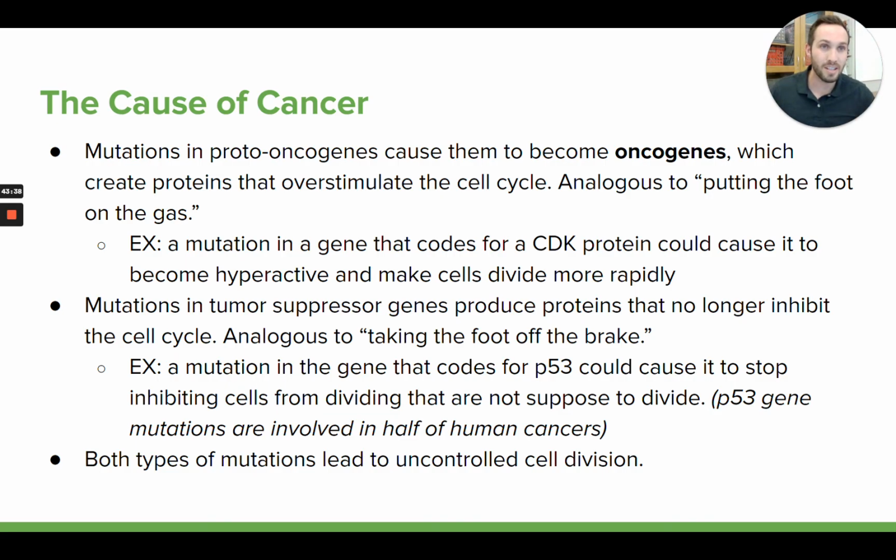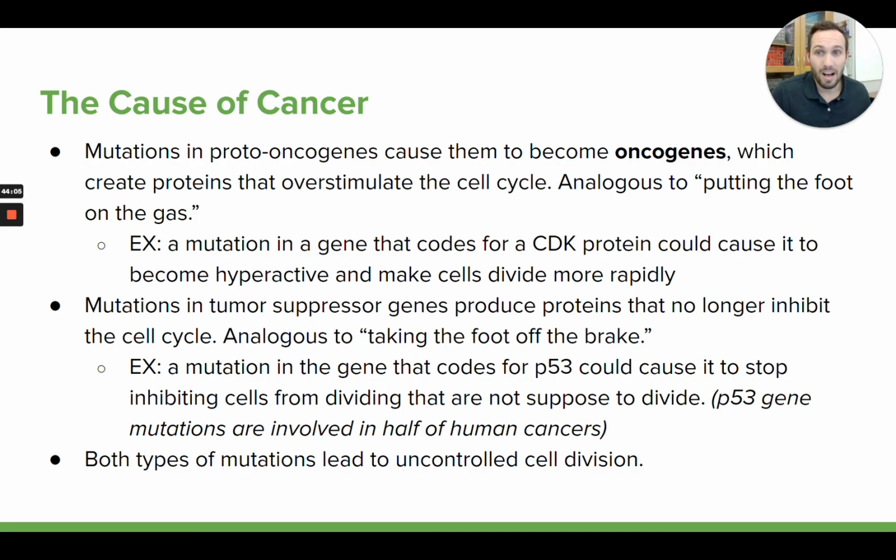It's doing its job, but it's more active than it's supposed to be. Well, then you're going to have faster progression through the cell cycle than you're supposed to. That's bad. You don't want cells going through the cell cycle and dividing more than they're supposed to be normally. And if these CDKs become more active than they're supposed to be because of a mutation, that could lead to increased cell division, and that's what causes cancer.